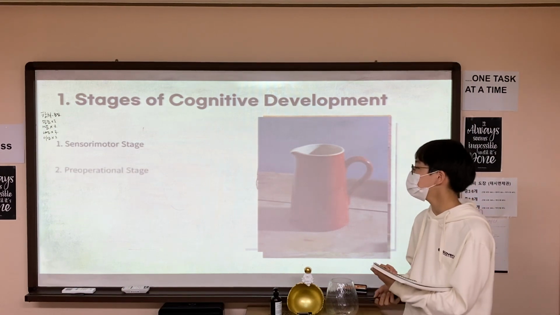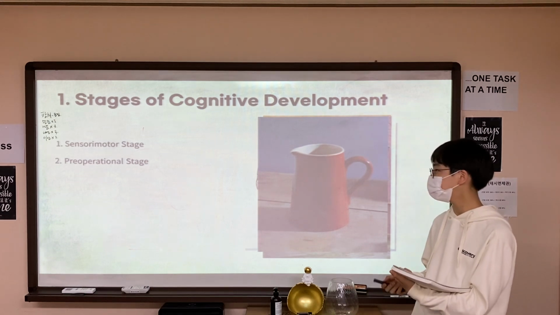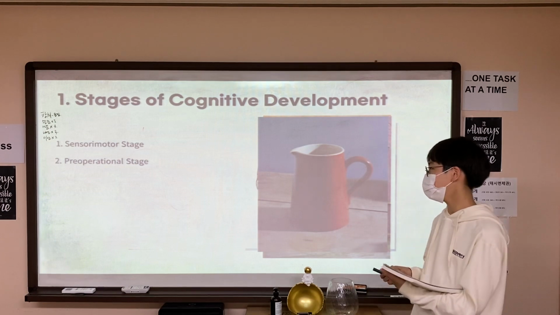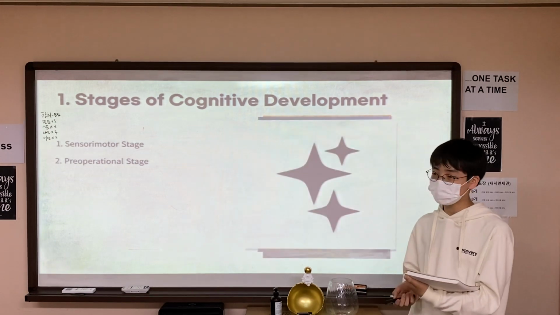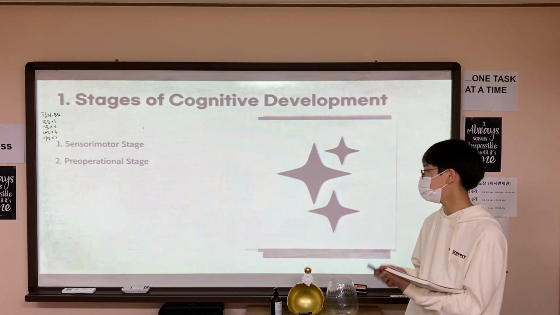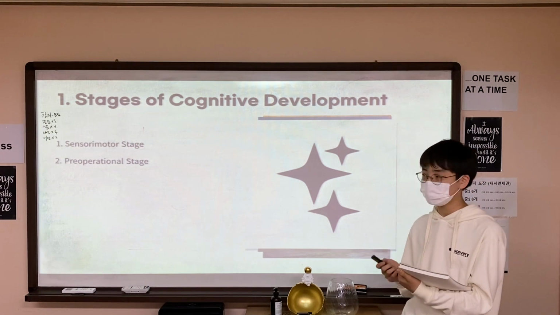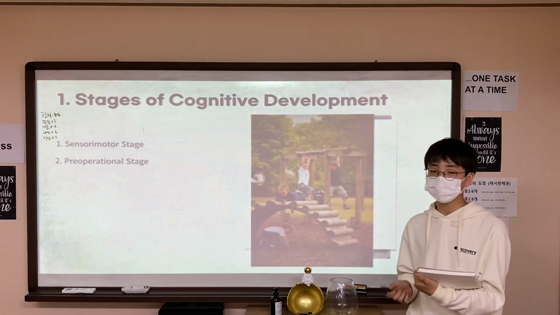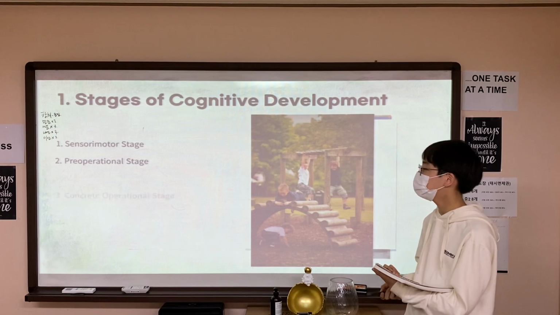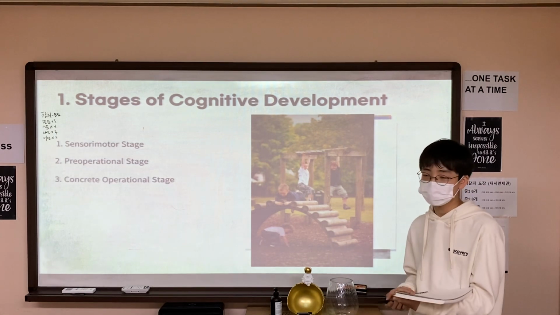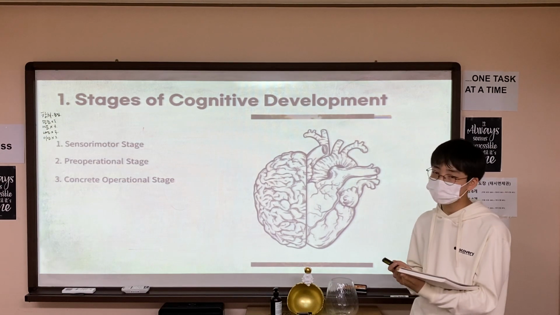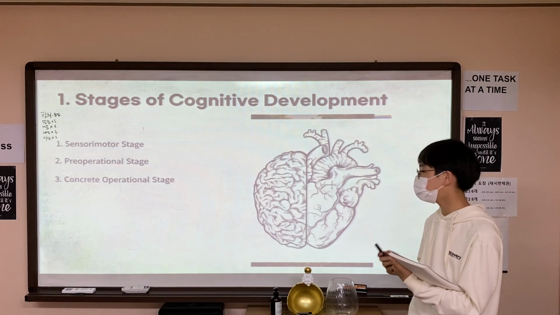And the second stage is the pre-operational stage, which 2 to 7-year-old children experience. In this stage, children know how to use symbols and represent objects, and they now engage in play. The third stage of cognitive development is the concrete operational stage. In this stage, children now know how to reason logically.